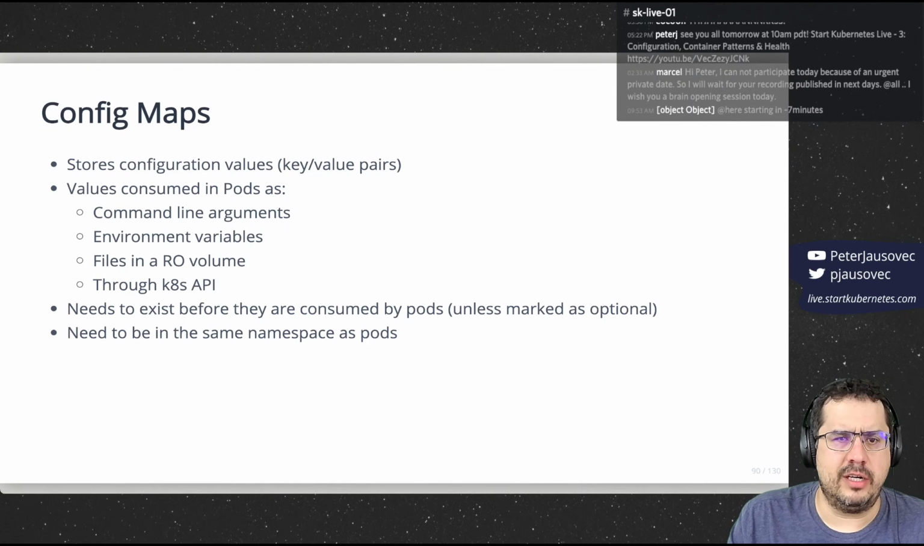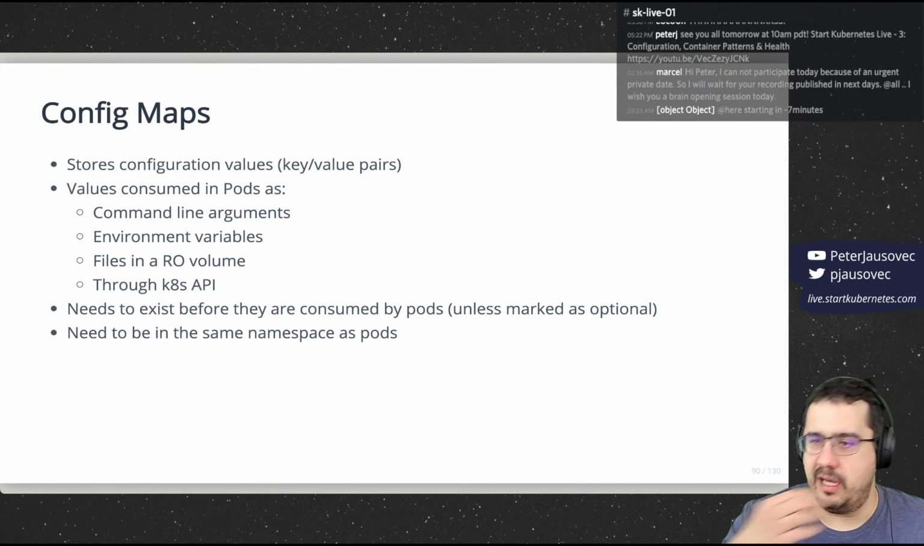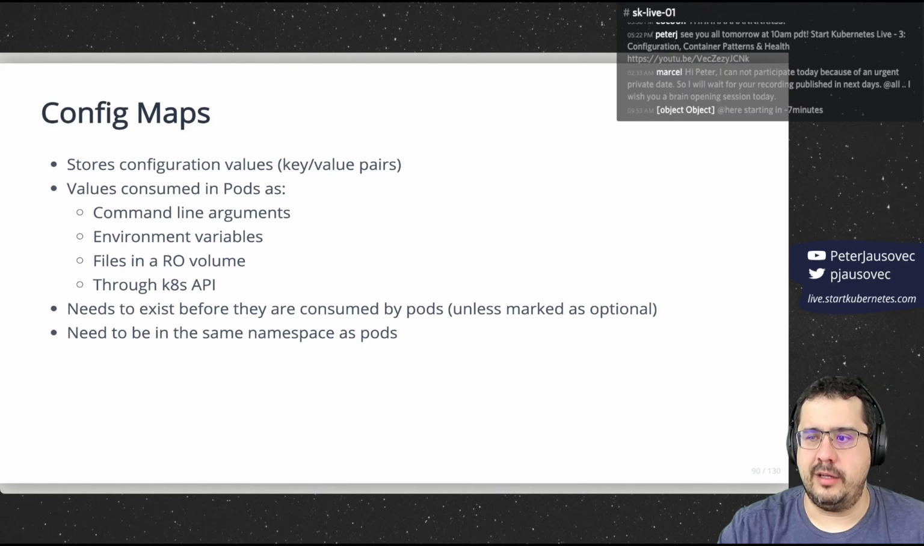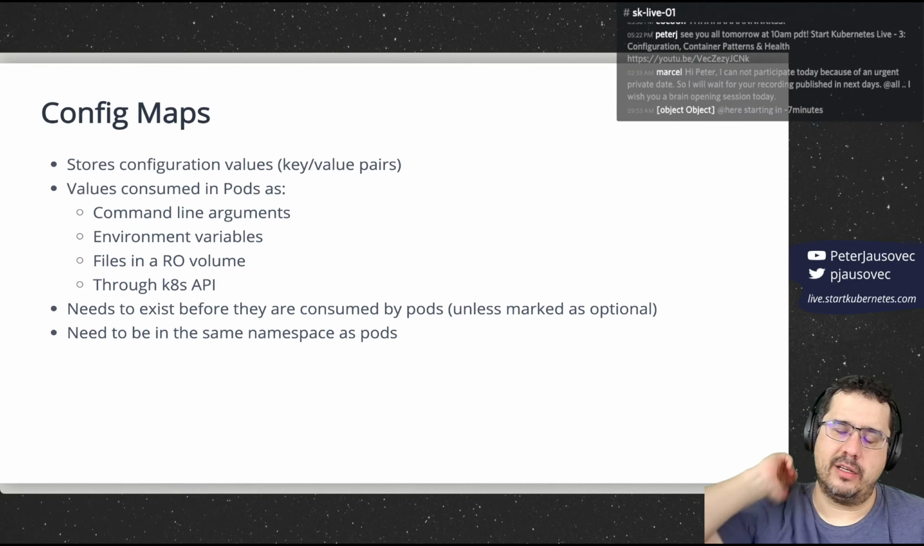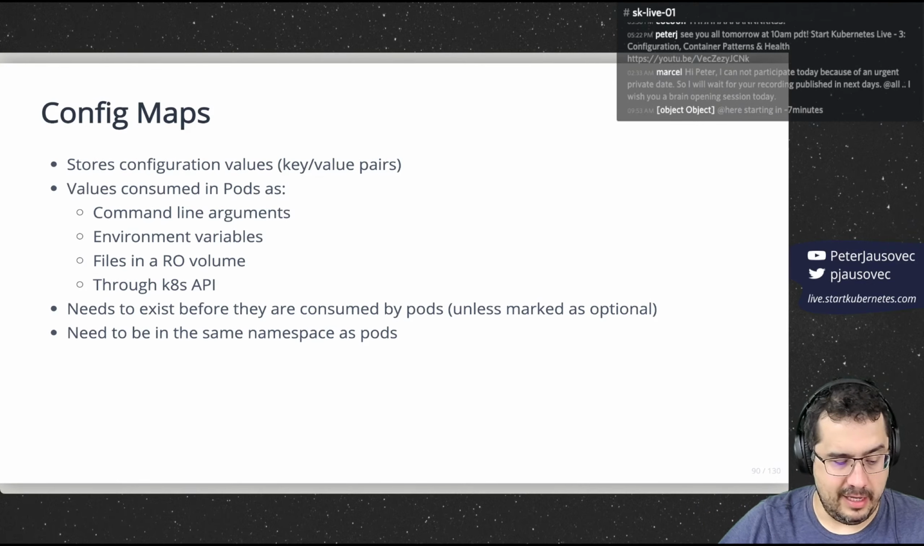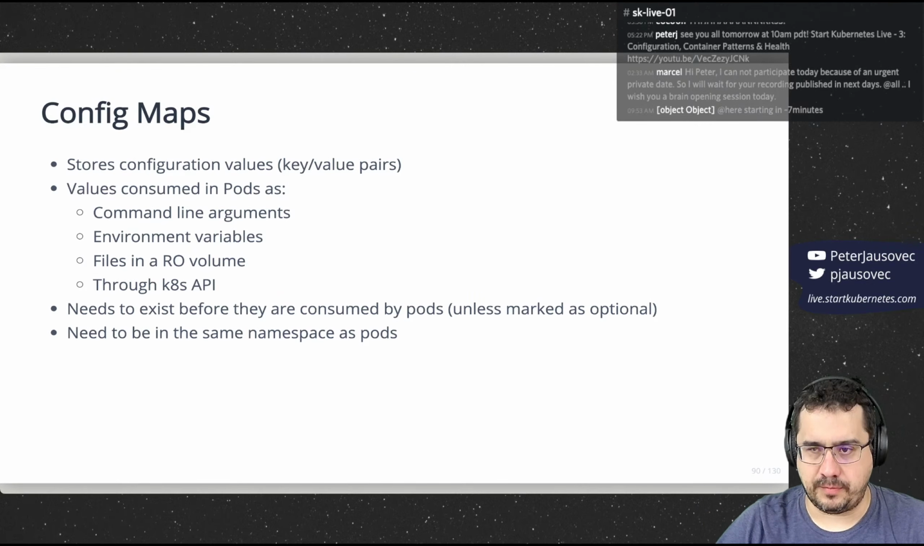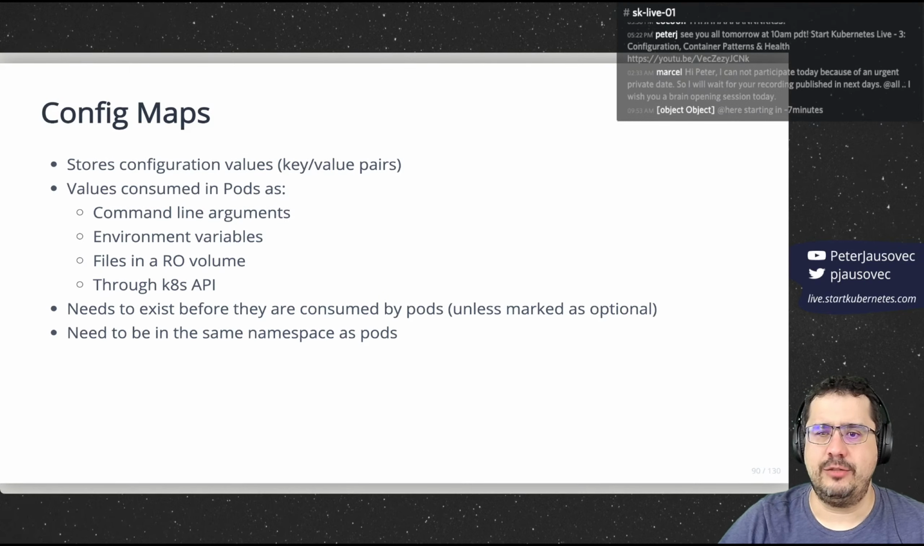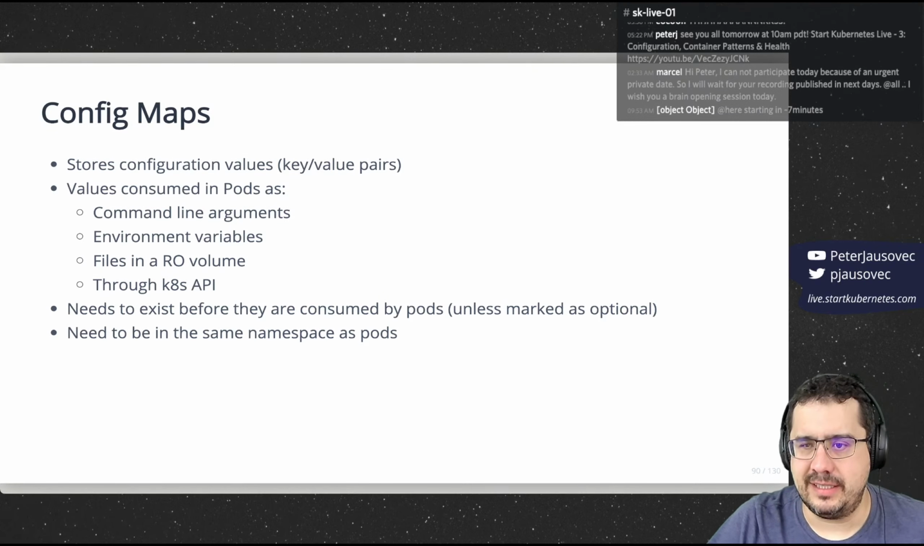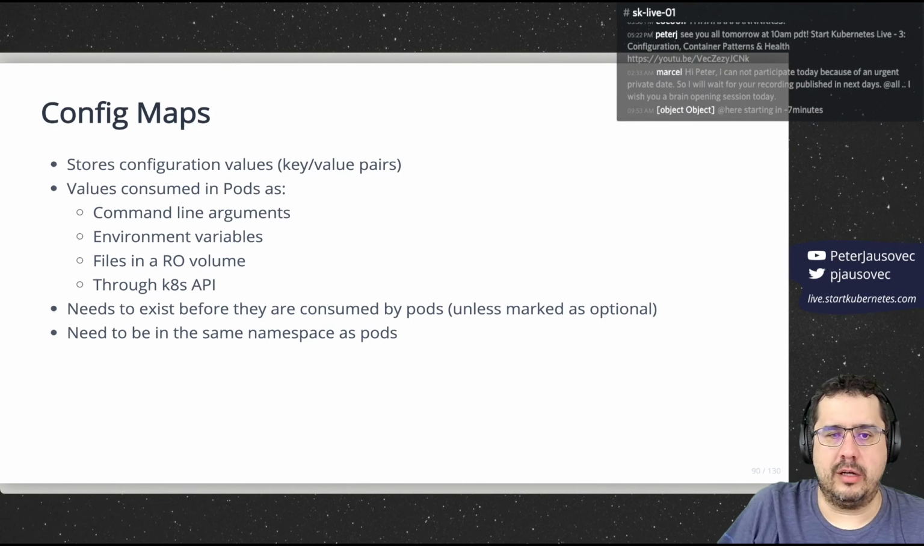Now, one note here is that Kubernetes ConfigMaps need to exist before they're consumed by pods, unless they're marked optional. So if you have a pod that's referencing a config map and you try to create that pod without that config map actually existing, you'll get an error, right? So you need to create the config map first and then create a pod that's going to use it. Also, the config maps need to be in the same namespace as the pod in order for the pod to be able to use it.